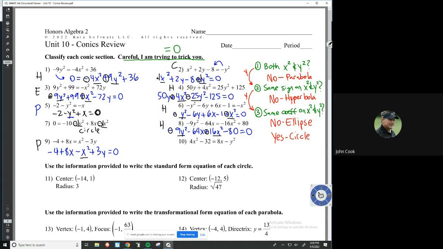And then the last one, if I just move over the 8x and the y squared, then I get 4x squared minus 32 minus 8x plus y squared equals 0. So then if I ask the three questions, do I have both x squared and y squared? Yes. Do they have the same sign? Yeah, they're both positive. And then do they have the same coefficient? No, they do not. One of them is 4, one of them is 1. So that makes this an ellipse.